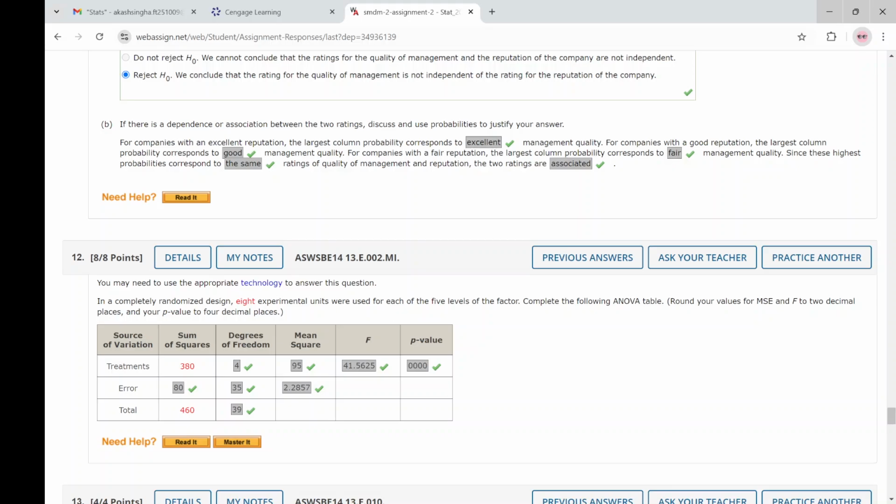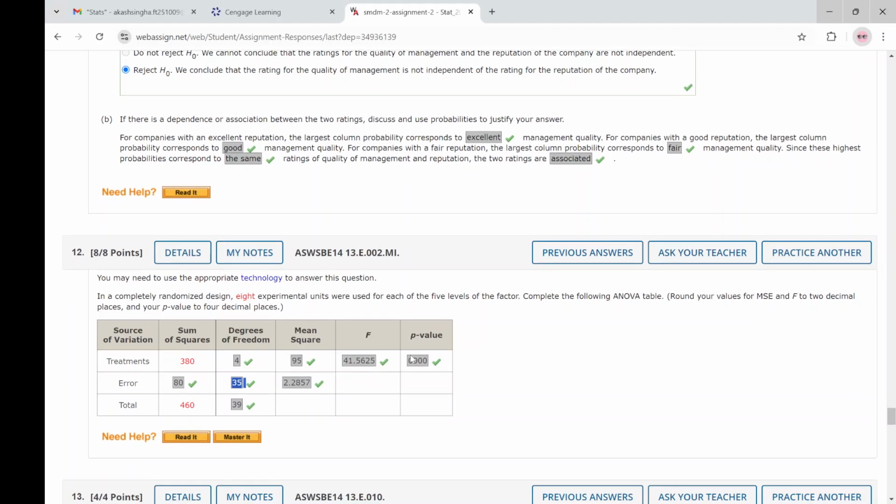So 380 is given, the total is given, so this will be 80. Now degrees of freedom will be: how many populations are there? 5, 5 minus 1, 4. And in total how many samples do we have? 8 into 5, 40. So total will be 40 minus 1, 39, and this will be the difference of both, 35. Now 95 will be 380 by 4. This value will be 80 by 35, the F statistic will be 95 by 2.28, and the P value will be 1 minus F dot dist of this F value, with degrees of freedom 4 and 35, and you will get the P value.